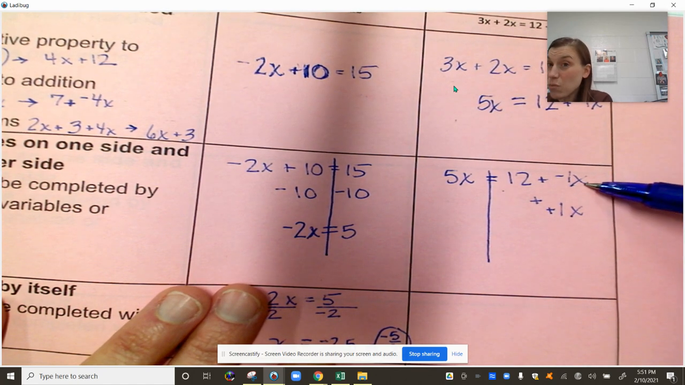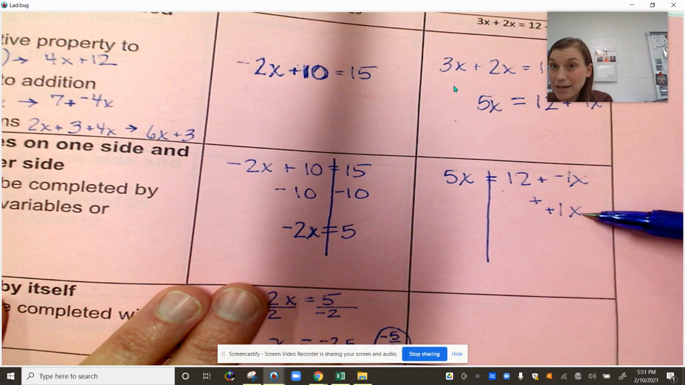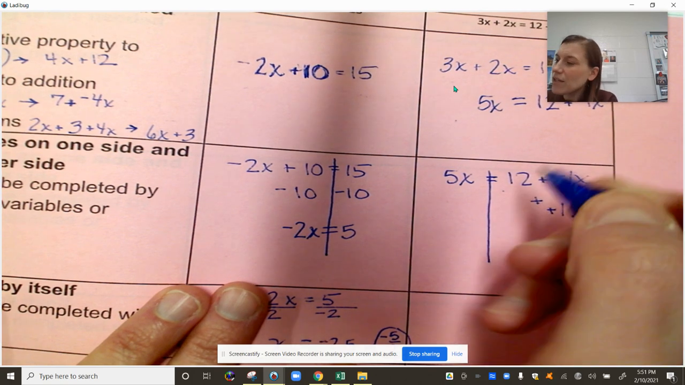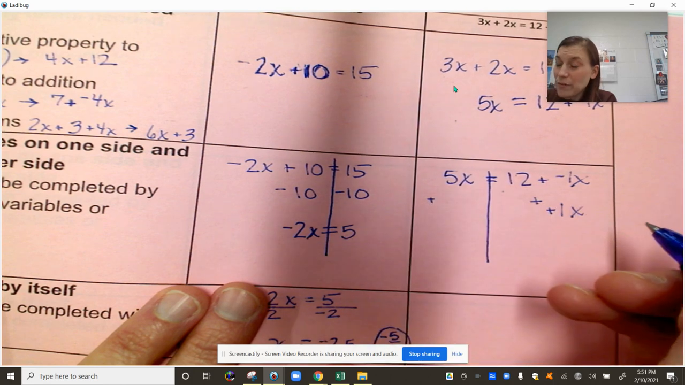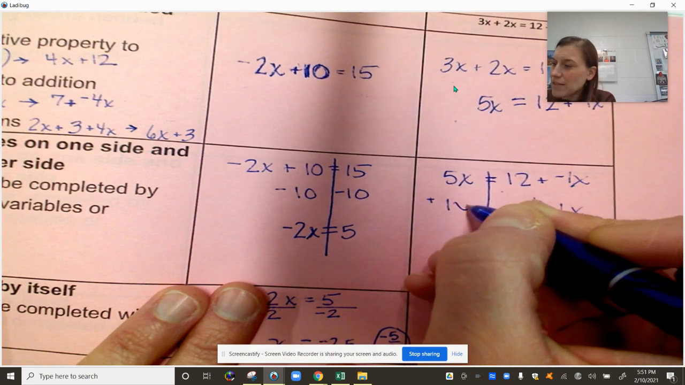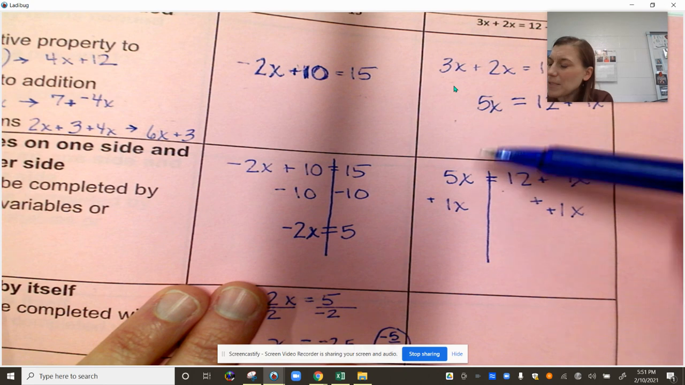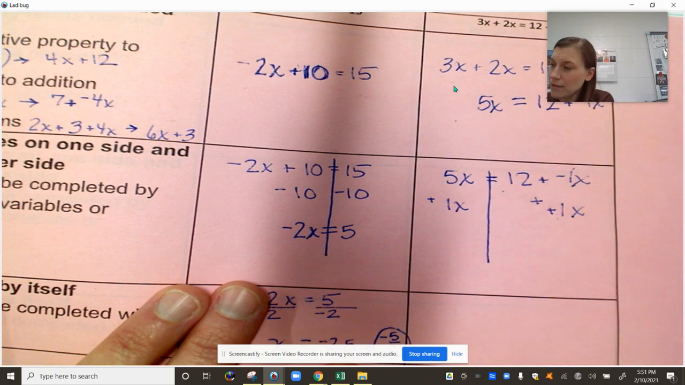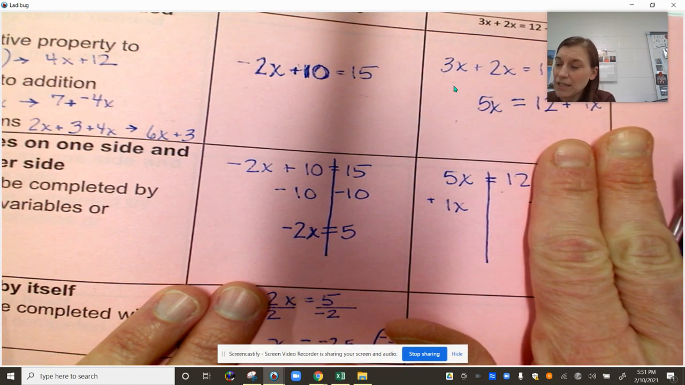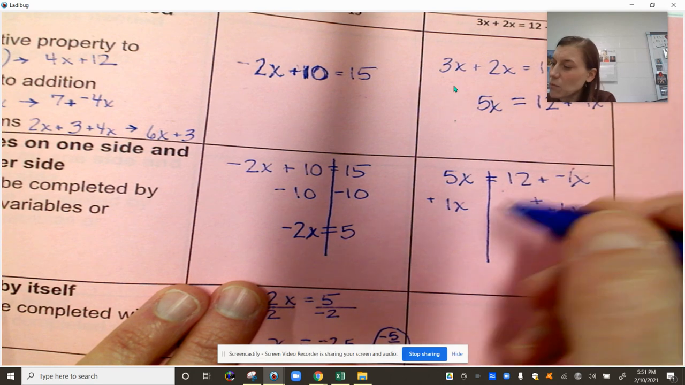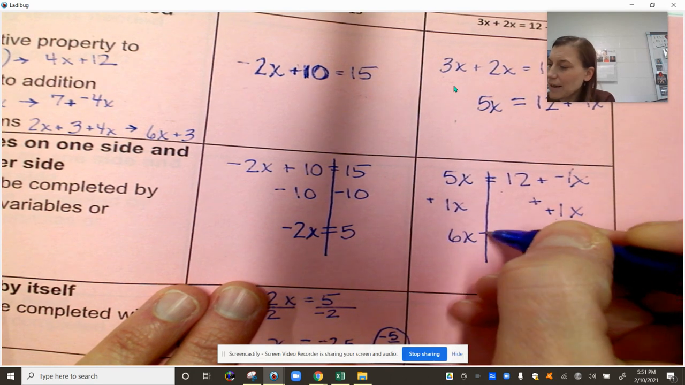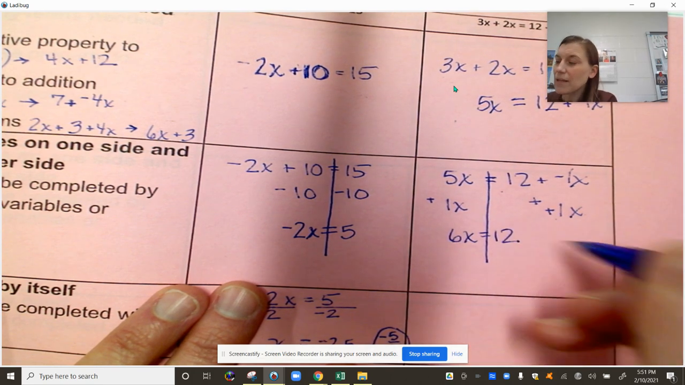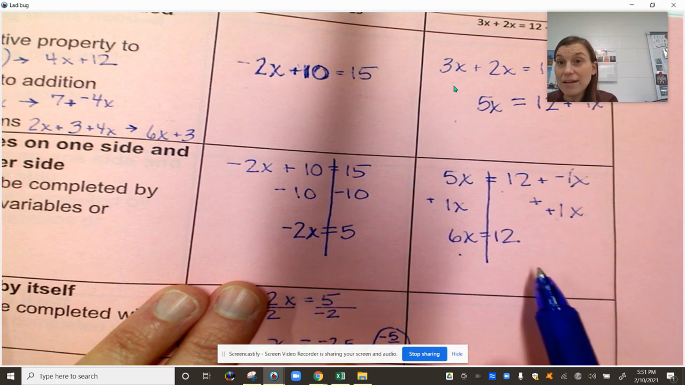So I have -1x plus 1x. If I put them together, that equals 0. So that's going to get rid of it. So I'm going to add 1x to both sides. Now I'm simplifying down. This is gone, so now I'm just left with 12. And over here, 5x's plus 1x is 6x, and that equals 12. So now I have variables on one side and numbers on the other.